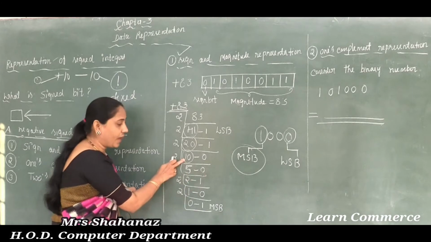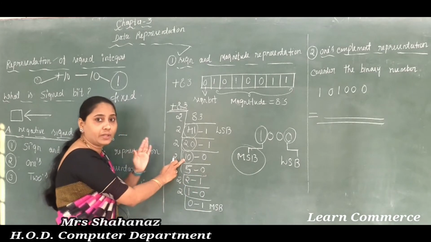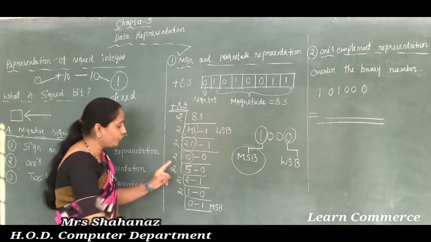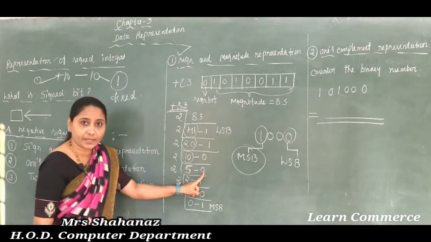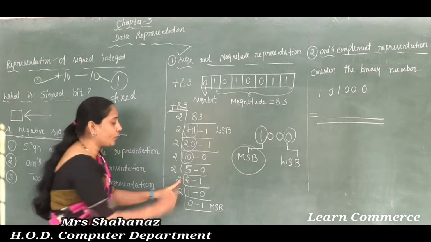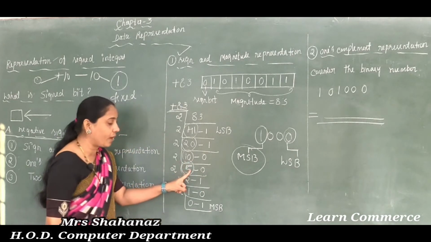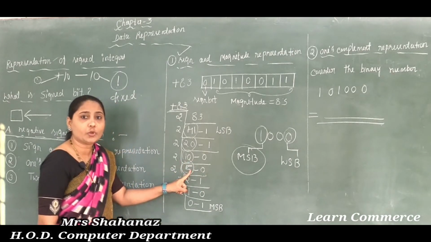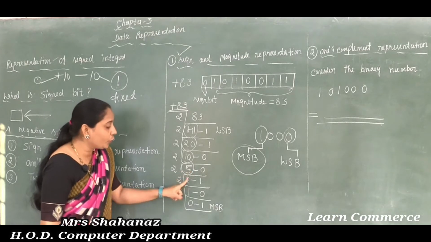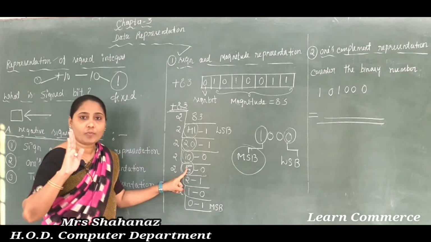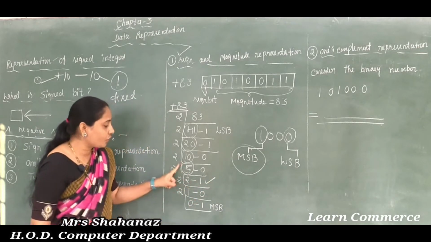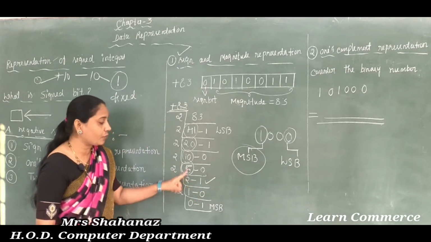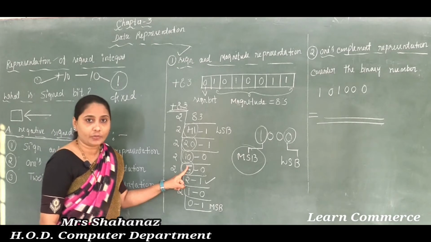Whatever the actual value is, everything will be divided by 2. So 2 5s are 10, with no remaining in this case. Next, we divide 5 by 2. 2 2s are 4, but the actual value is 5, so 1 is the remaining.